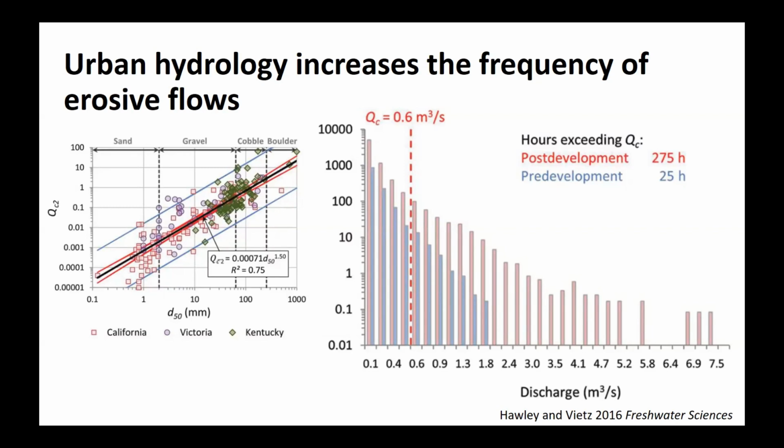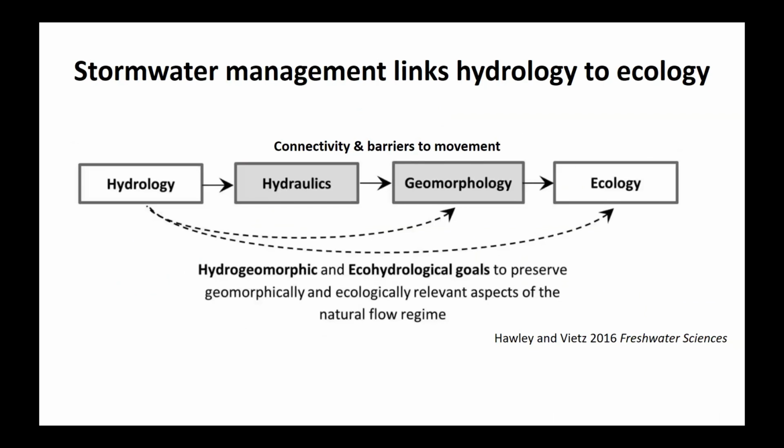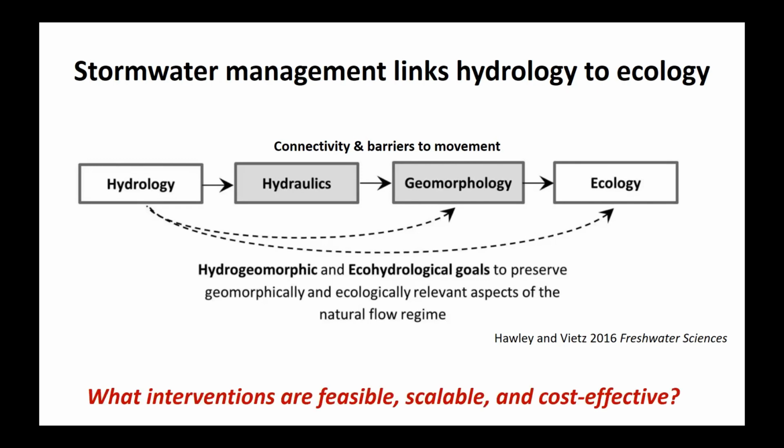And so we need to consider this as we think about how to manage aquatic systems, and that stormwater management is really our link between hydrology and ecology. As we think about the goals that we have for our aquatic systems, we need to consider how hydrology influences the hydraulics in the stream, the geomorphology of that stream, and then how that influences the organisms that live there. And this really makes us ask, well, what stormwater management interventions are feasible, scalable, and cost-effective?